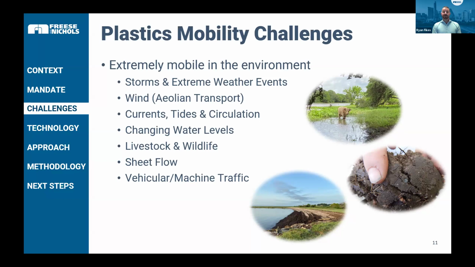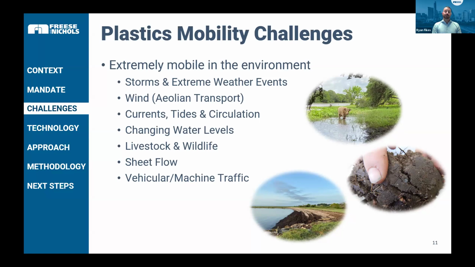Currents, tides, and other circulation patterns within our bay system. And then in our creek system, given that's an impoundment, meaning that they're changing water levels based on draws and usage within those containment ponds, and that impacts their mobility.